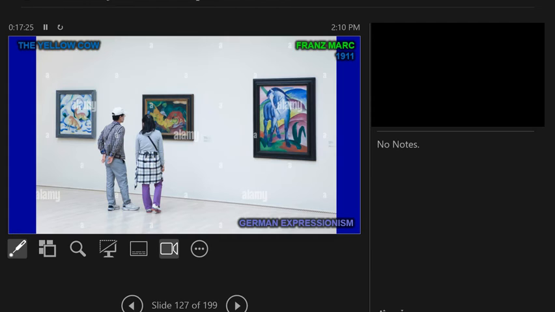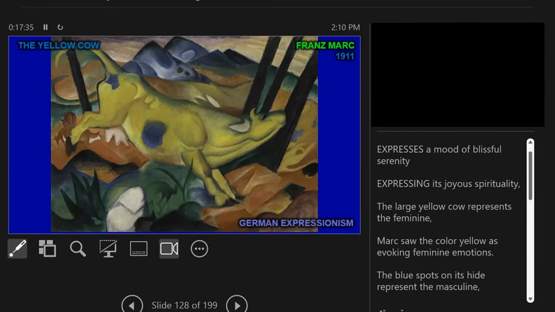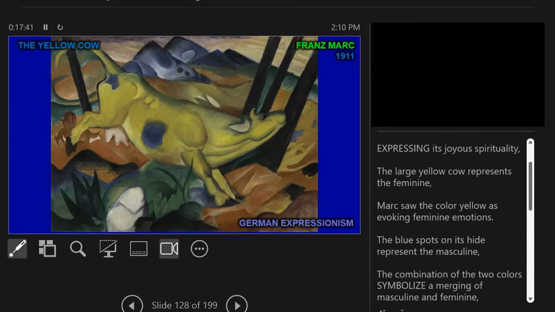All right, this next one is called The Yellow Cow. So that's the size of the artwork there in the center. In this painting, the cow dominates the foreground. It expresses a mood of blissful serenity. It's a happy cow. In third period, somebody said, "Oh, I thought the cow was dead."